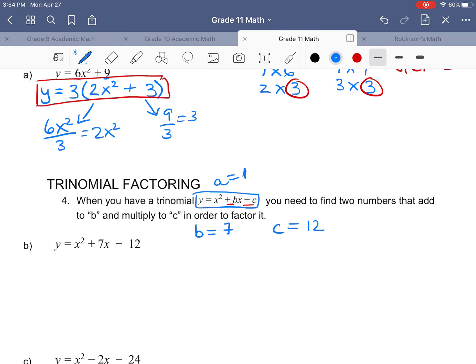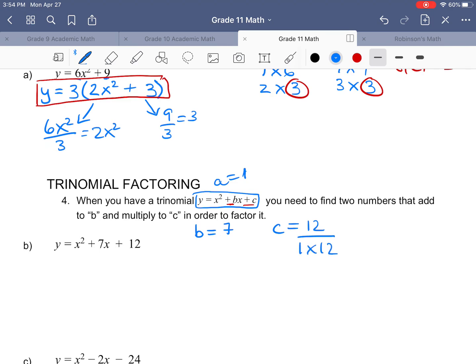There's different ways to do this, but the method that I've shown you in class is to take your C number, here it's positive 12, and then write down all the pairs of numbers that multiply together to give us C.